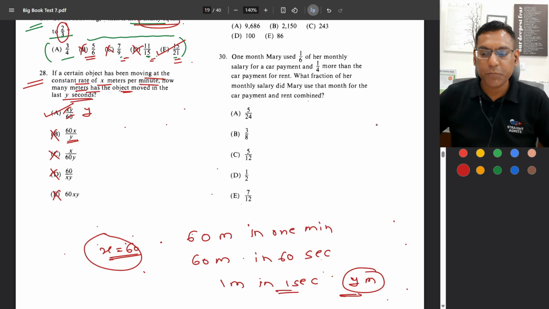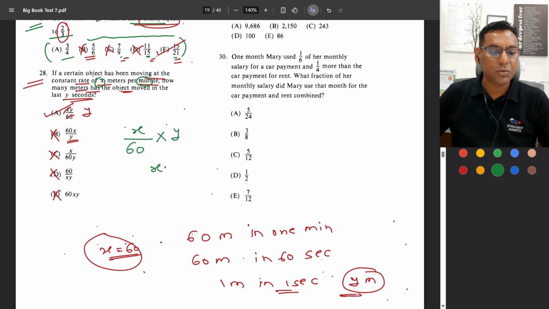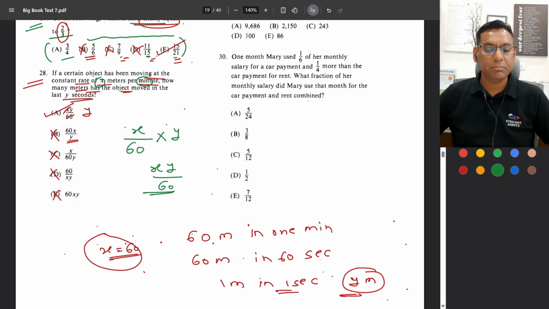You could do it conceptually also. So it is x meters per minute. That means x by 60 meters per second. There are y such seconds. So xy by 60. Directly also you could do. I just happen to pick numbers so that the possibility of error in difficult questions is less.